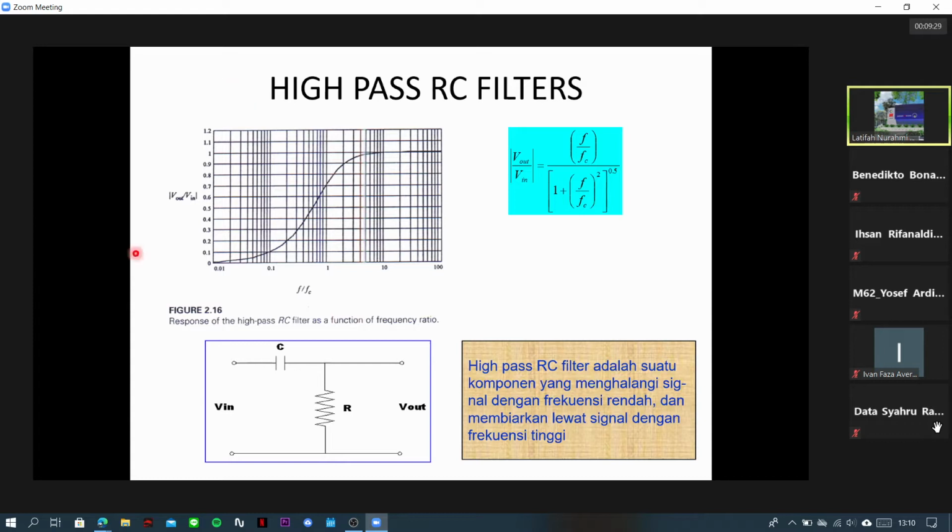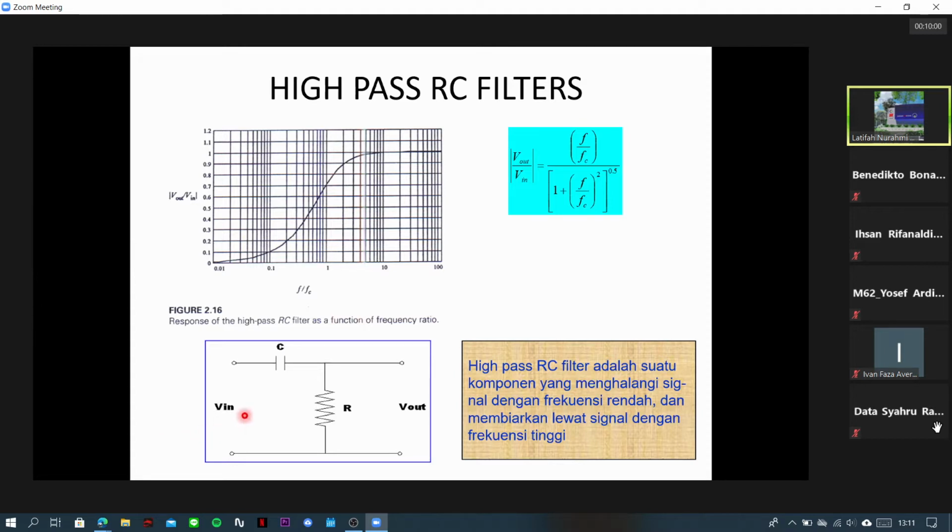Okay, the next topic is high pass filters. It is the contrary to the low pass filters. From the name high pass, it is used to let all the high frequency signals come into your system, and remove all the low frequency signals.